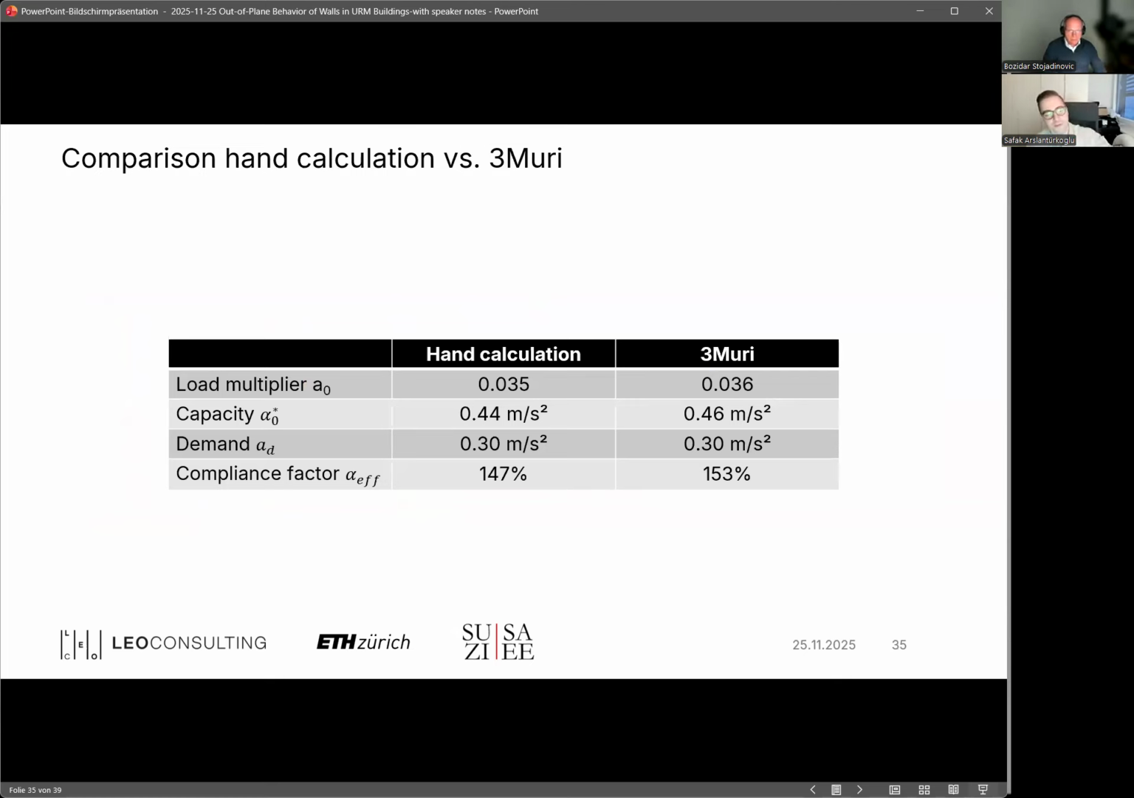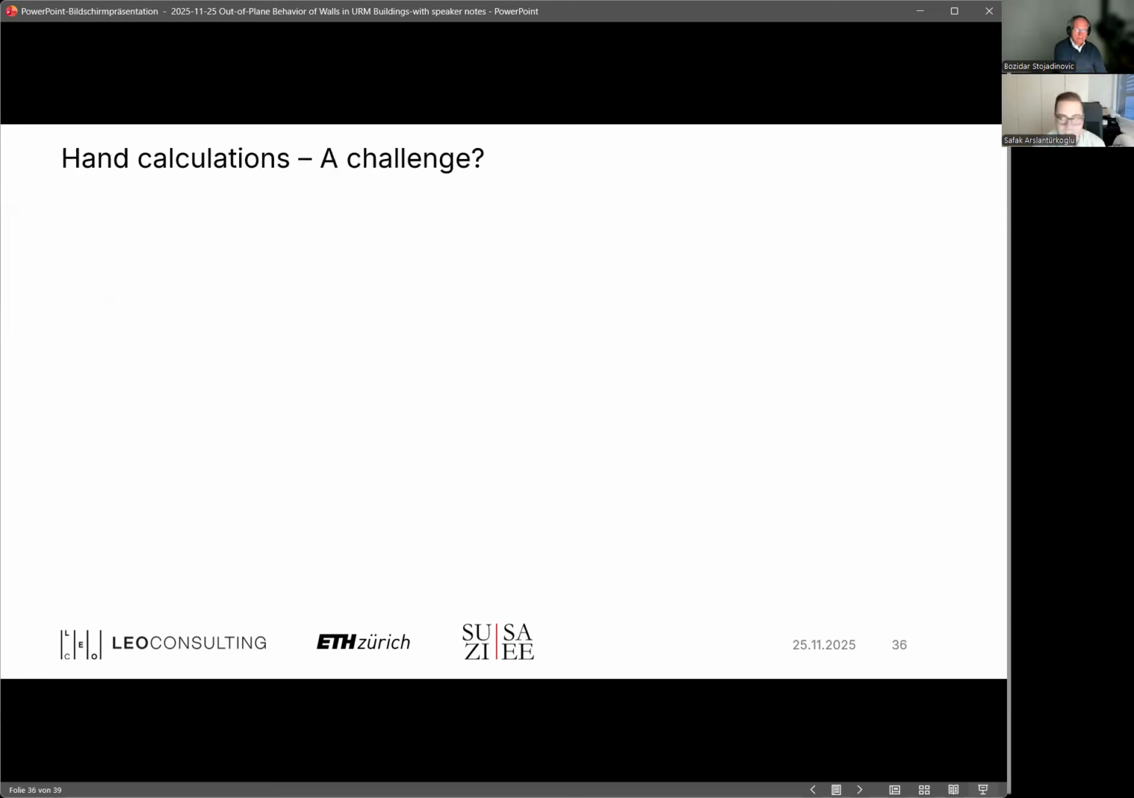Here, for a better overview, with the hand calculation we were slightly on the safer side. This can also be a rounding error, by the way. So we have a very good match between the capacities, the demands, the load multiplier and also the compliance factor. The reason is that here we are looking at isolated walls. Global behavior is not that easy to assess by hand, but for the hand calculation, rigid body kinematics is a very convenient method, because we are dealing with isolated walls and we can do this comparison.